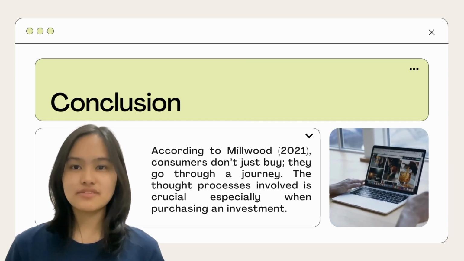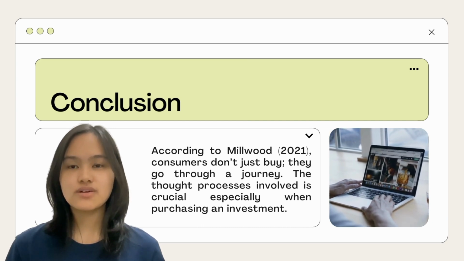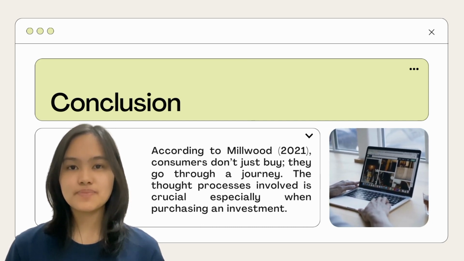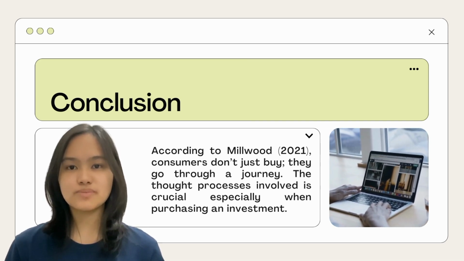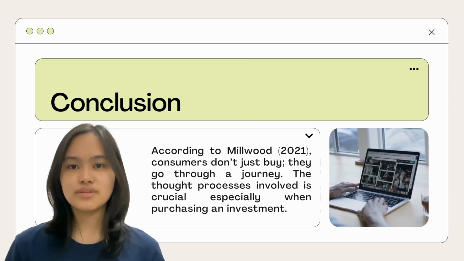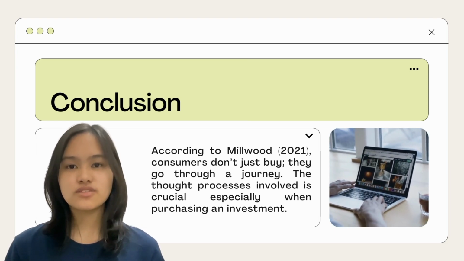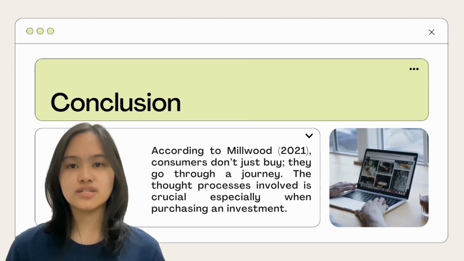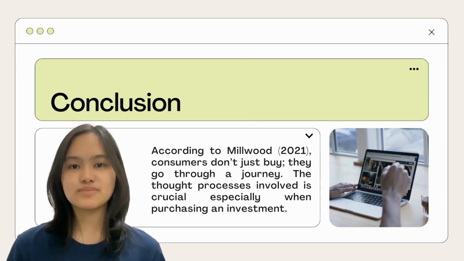Lastly, Micah reflects with this purchase and thinks whether she would recommend it to others or a purchase from the brand again. In fact, according to Millwood 2021, consumers don't just buy, they go through a journey. And this whole process that Micah went through proves that the consumer's buying behavior is influenced by numerous factors. Thus, the thought process involved is very crucial and helpful, especially when purchasing an investment like a smartphone.